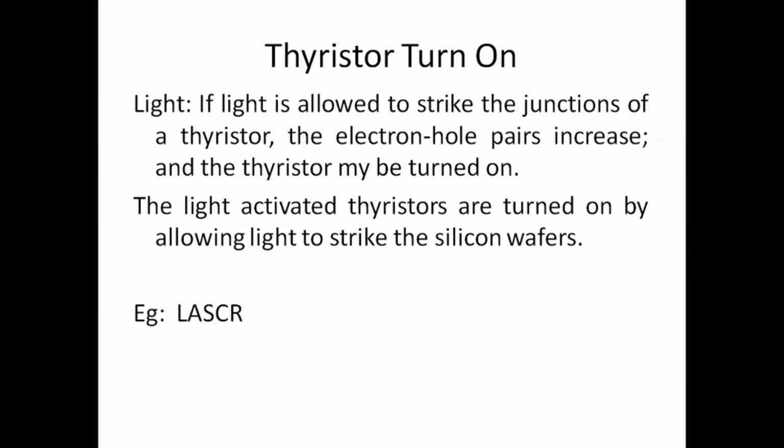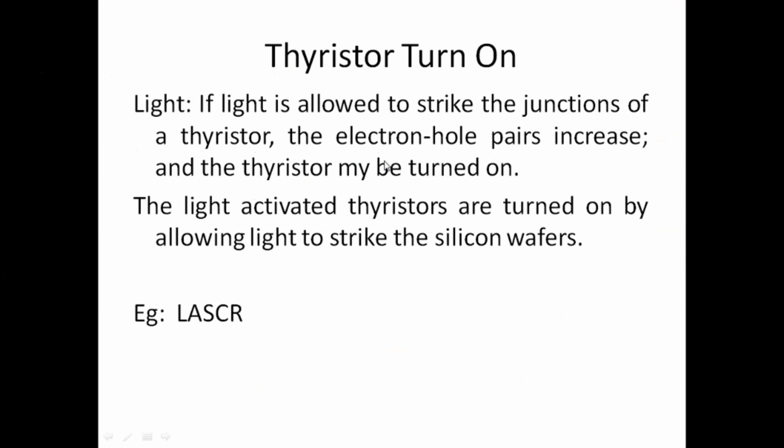Once one electron is generated, simultaneously one hole is also generated. In this way the photon, a particle of light, will give light energy to the electrons which are under the bonds, and because of that the electrons become free electrons. So more electron-hole pairs are generated, and the thyristor may be turned on.